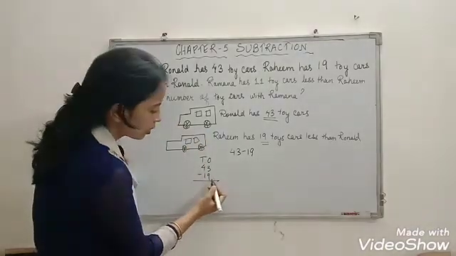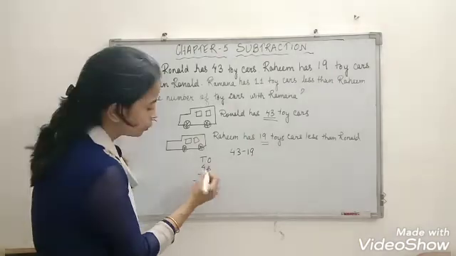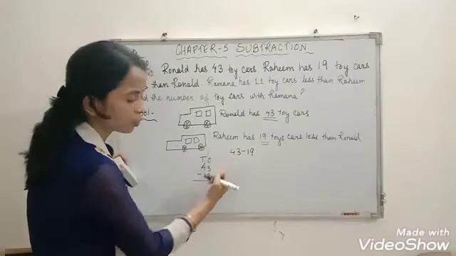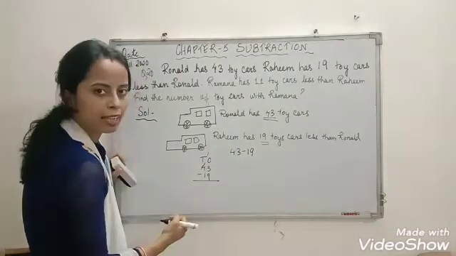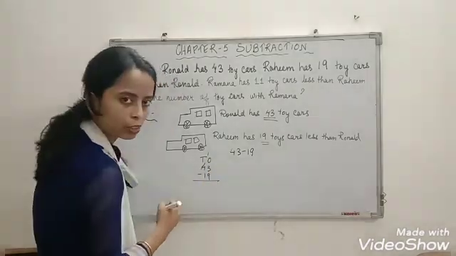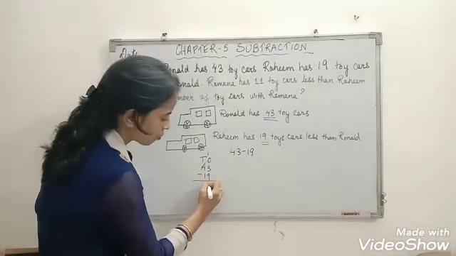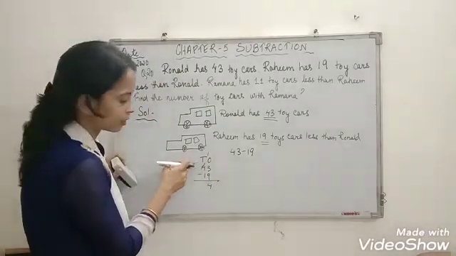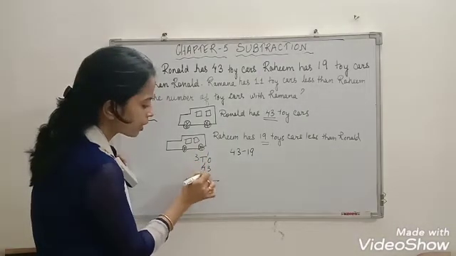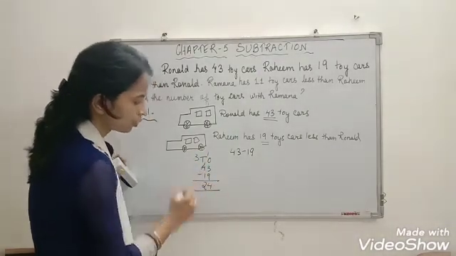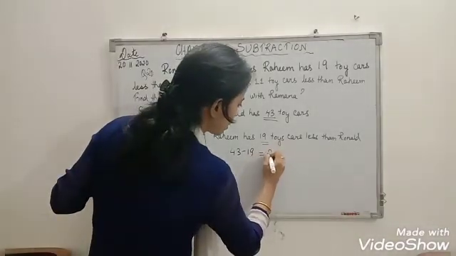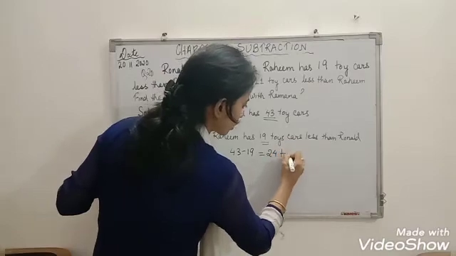So see here, can you subtract 9 from 3? No. So we need to do what? Borrowing. We borrow 1 ten, so 10 plus 3, 13. 13 minus 9. From 13 you cut 9. How much is left? 4. In the tens place, we gave 1 ten, so you are left with 3. 3 minus 1, 2. So Rahim has how many toy cars? 24 toy cars.